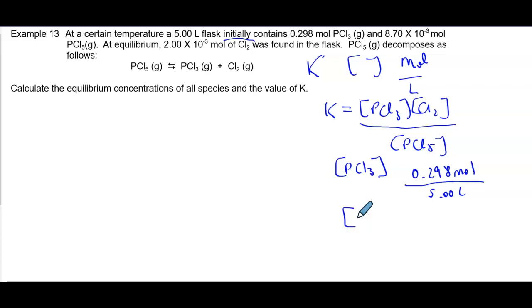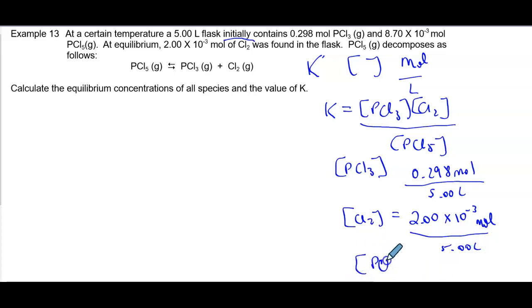And then we have to figure out what Cl2's concentration is, because again, I can't plug moles in here. I have to have concentration. So the concentration for chlorine would be calculated by 2.00 times 10 to the negative third moles over 5.00 liters. And then we have PCl5, which we can calculate by taking its moles, 8.70 times 10 to the negative third moles. Let me expand my screen some here.